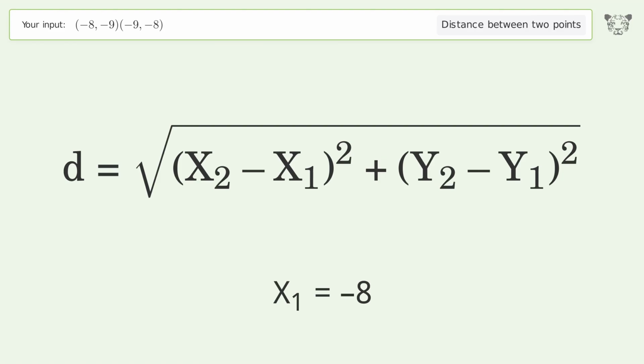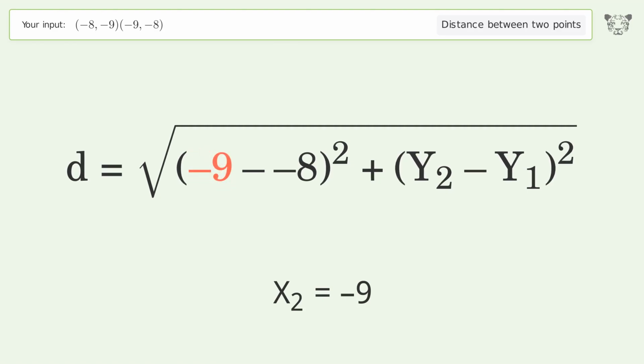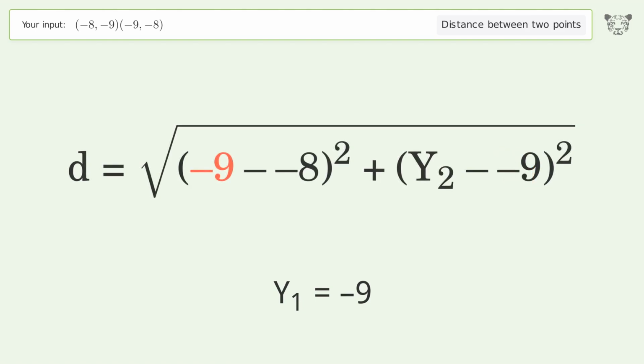x1 equals -8. x2 equals -9. y1 equals -9. y2 equals -8.